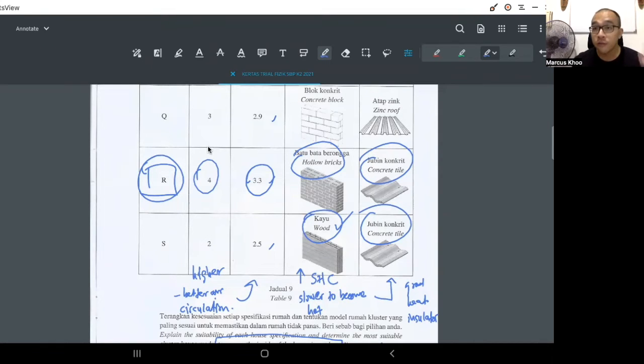You don't have to give a different reason every time. But of course, make sure that the reason is relevant. Don't say, oh, I want hollow bricks for better air circulation. Not really very relevant. There's a better reason for hollow bricks because it has higher specific heat capacity.